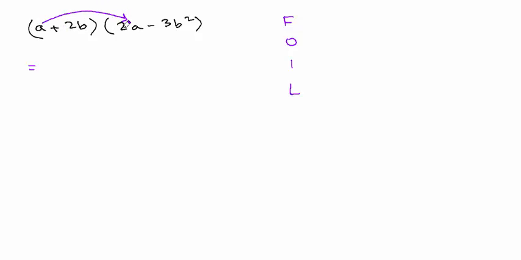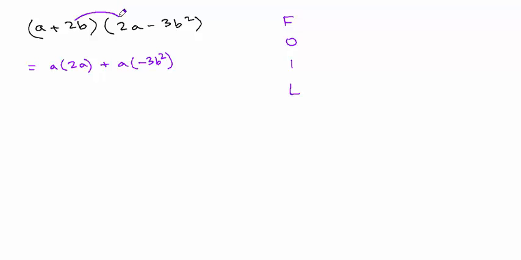Let's say this time we have a plus 2b, the first binomial expression, times 2a minus 3b squared. And this is going to be equal to, let's apply the FOIL: first, outer, inner, and last. So the first with first, a with 2a. So we have a times 2a, outer with outer, a times negative 3b squared. So we have plus a times negative 3b squared.